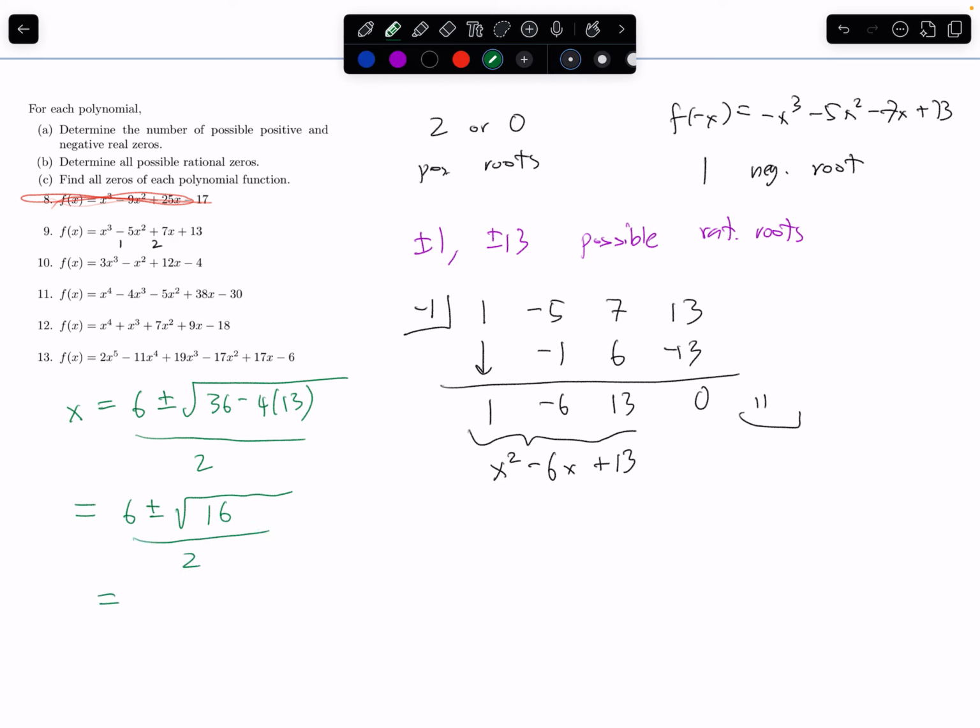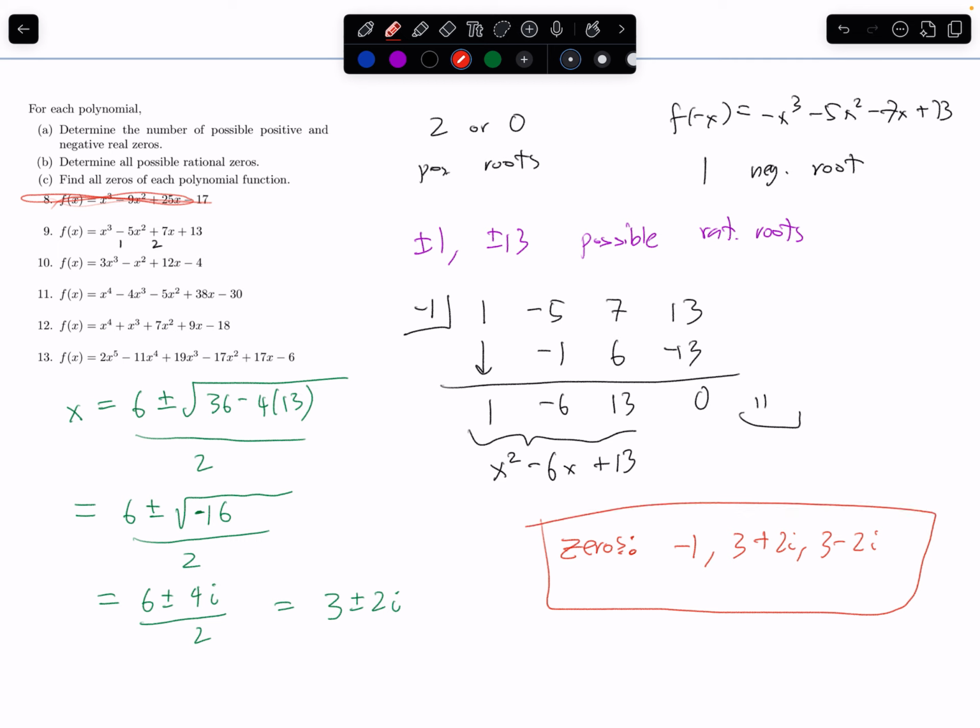Okay, that's nice though, because 16 minus... -16, yeah, is a nicely square rootable number. It's 6 plus or minus 4i over 2. And both of those are divisible by 2, so I get 3 plus or minus 2i. Nice. Which leads us to our zeros. The zeros are, first of all, -1, and then 3 plus 2i, 3 minus 2i. There it is. Okay, that's that.